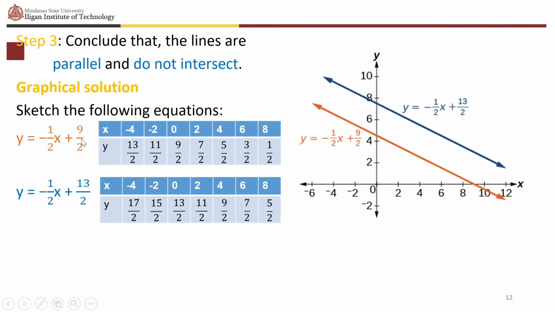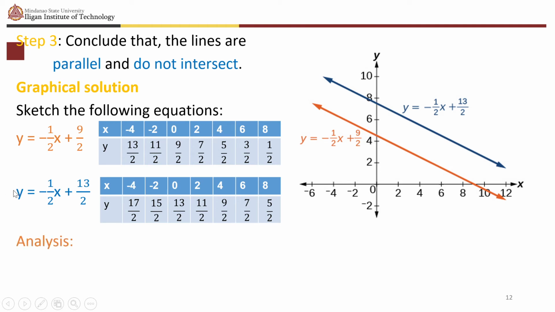The first one here is this. So when x is equal to negative 4, y is 13 over 2. That is supposed to be 6 and 1/2. So when x is equal to negative 4, y is 6 and 1/2. When x is equal to negative 2, what do we have? When x is equal to negative 2, we have y equal to 5 and 1/2. And when x is 0, y is 9 over 2, that is 4.5, so 4 and 1/2.